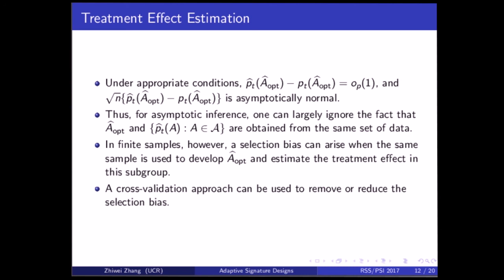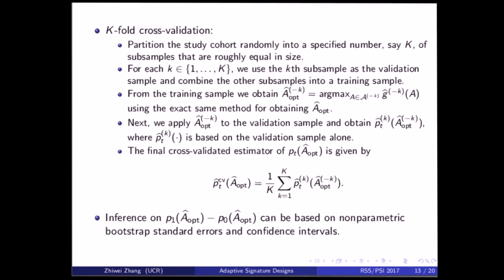However, in finite samples, there can be a substantial selection bias due to double use of the data, which is a well-known problem. The selection bias can be removed or reduced using a cross-validation procedure, which is described on the next slide, number 13.